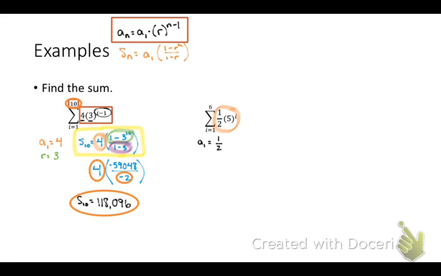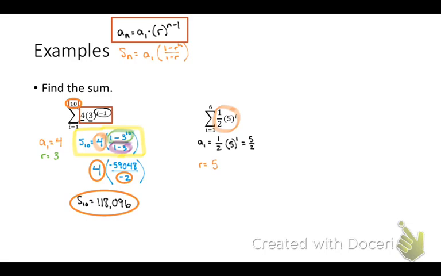So having 1/2 times 5 to the first power. What's 1/2 times 5? 2.5. I would just leave it as 5/2, but if you want to put it as 2.5, that's okay. What is my common ratio? What number keeps getting multiplied? What number is the base of my exponent? 5.